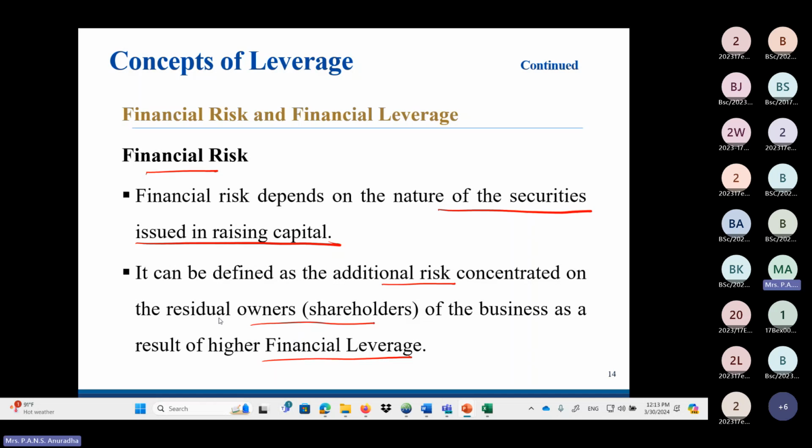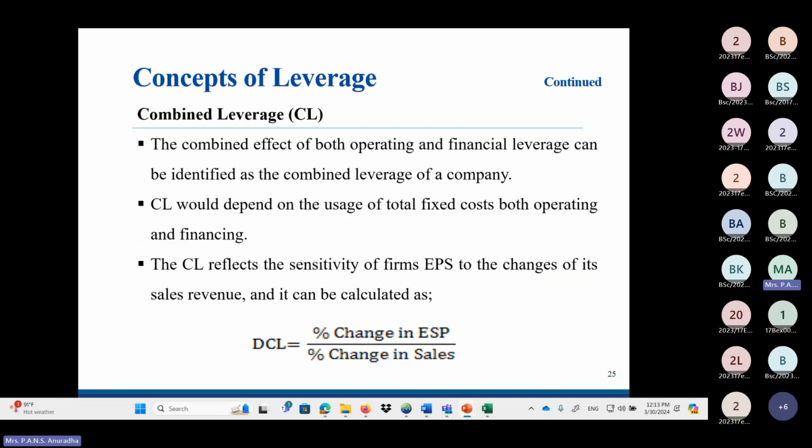So I explained business risk, operating leverage, financial risk, and financial leverage. Now, what is this combination impact? Leverage means financial leverage plus operating leverage. So what is the combined leverage? Combined leverage means if you combine these two.